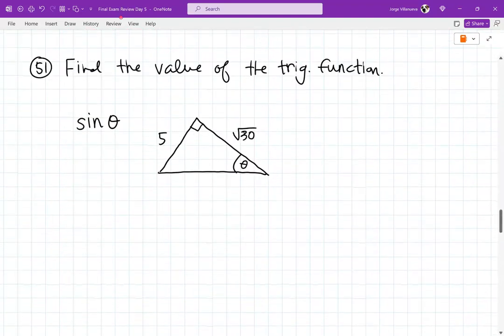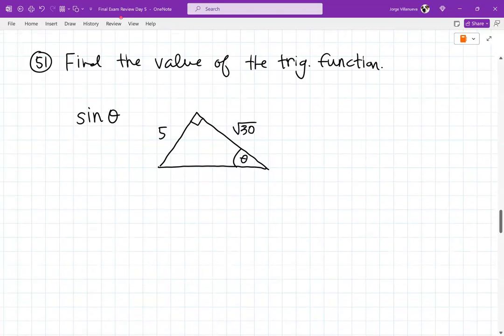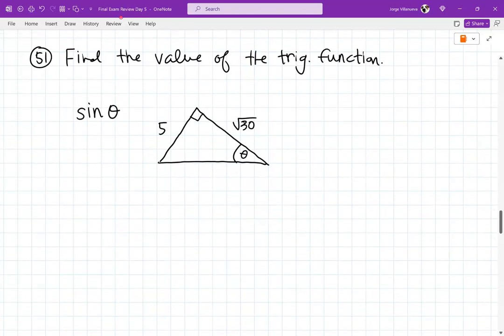So 51, find the value of that trig function, sine of theta. Now remember, sine of theta, by definition, is opposite over hypotenuse. Let me label my sides. Let's see what we got. Here's my arc. That means that 5 is opposite. This is the hypotenuse right here. That's the longest side, and again, I know that because it's opposite the 90-degree angle. That means this has to be the adjacent side.